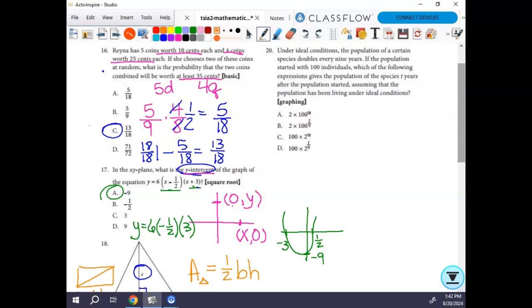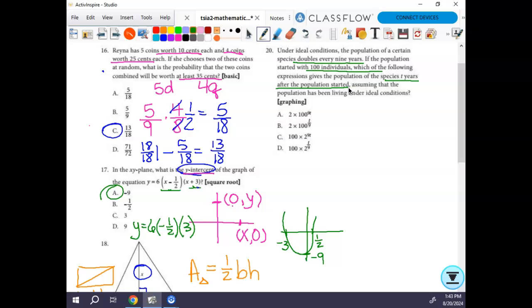So let's read this. Lots of words. You can't let all the words make your brain shut down. All right. Under ideal conditions, the population of a certain species doubles every 9 years. If the population started with 100 individuals, which of the following expressions gives the population of the species T years after the population started, assuming that the population has been living under ideal conditions?